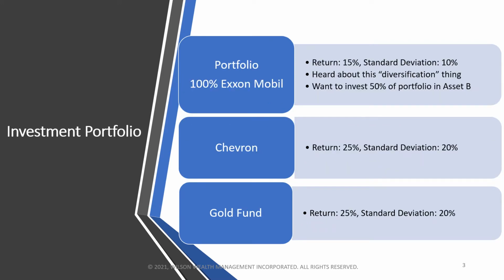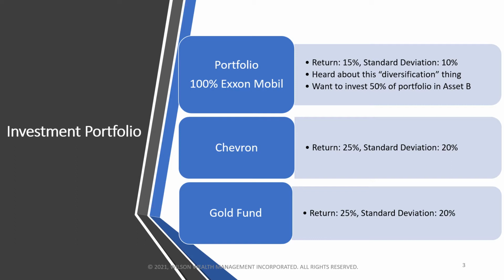We're going to start with a very simple investment portfolio. This portfolio has one asset. It's made up of 100% Exxon Mobil. And this is not accurate data, it just makes it simple to calculate, but we'll say it has an expected return of 15%, and its measure of risk, its standard deviation, is 10%.